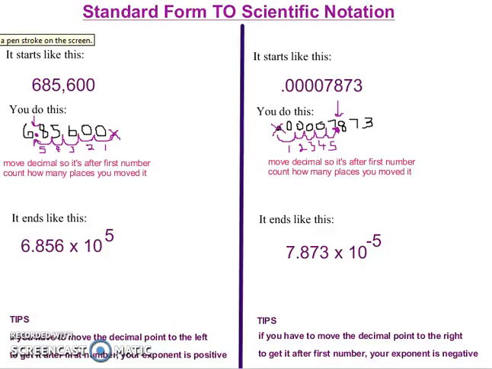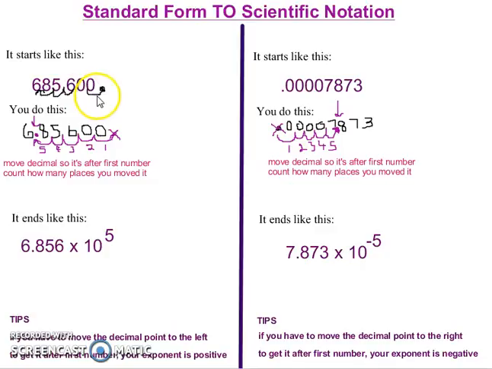Here's the cheat sheet to help you to figure out how to do this step by step. Here we go. If your number starts like this, remember your decimal point is at the end, right? So rewrite your number, 685,600, your decimal point at the end. And then if you are having to move your decimal point this way, remember in scientific notation, you want to get it right after the first number. So now I have my decimal point right after the very first digit in this big number. Let me show you that again.